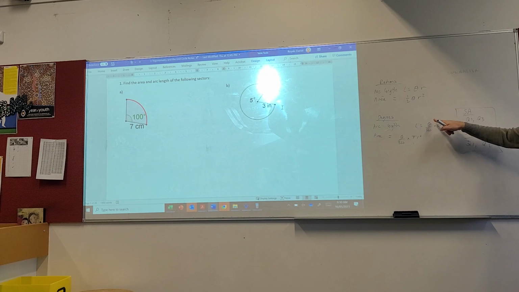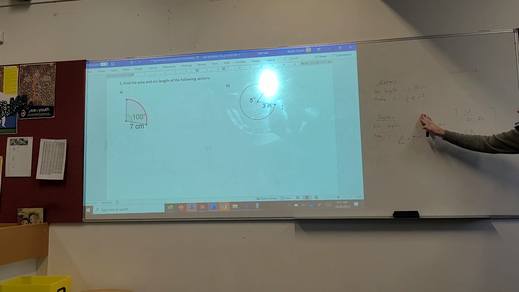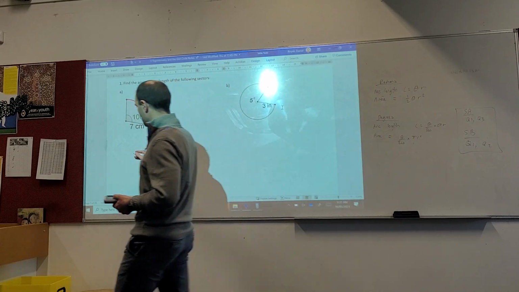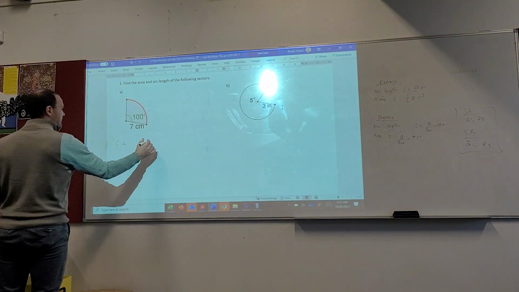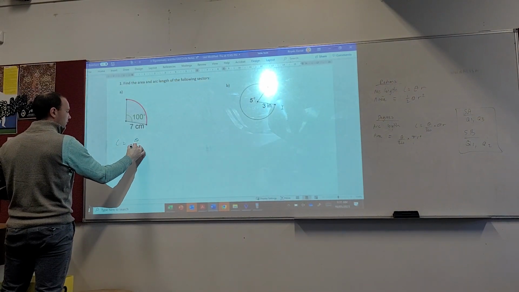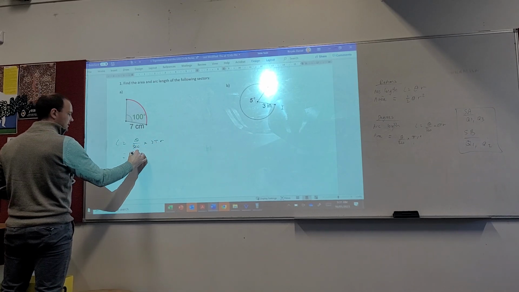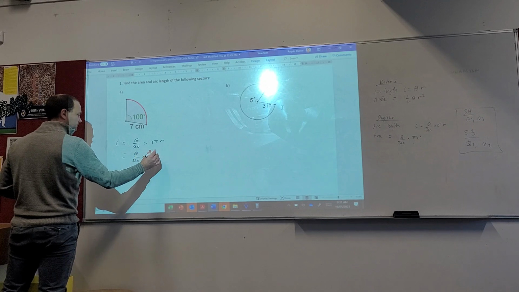The length is equal to theta on 360. So that's the angle we're given divided by 360 times 2 pi r. Of course, 2 pi r is the formula for the circumference of a circle, and here we have a fraction of the circumference of a circle. So it's very intuitive, this formula. So the arc length is equal to theta on 360 times 2 pi r. That's the formula. I'm going to substitute in the numbers.